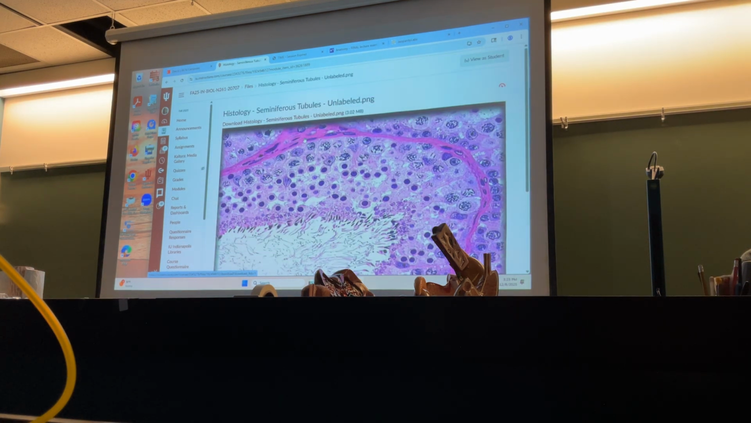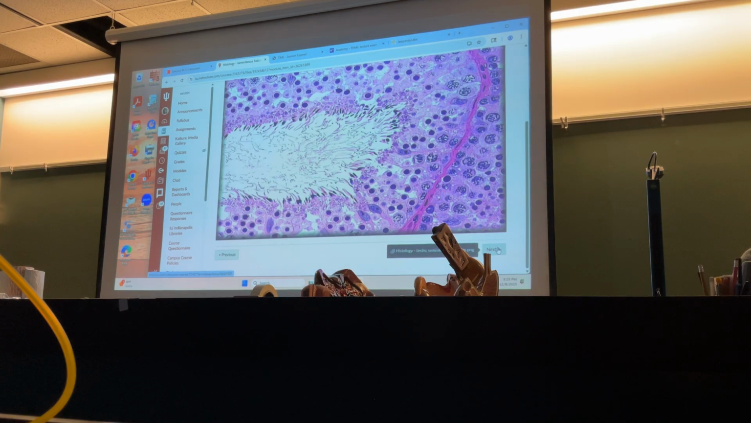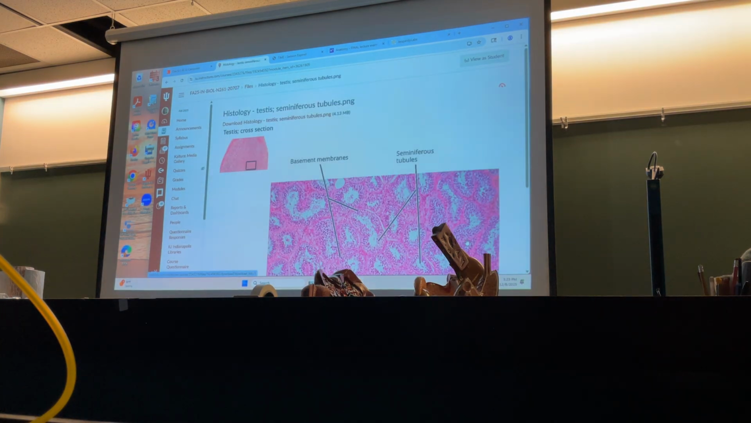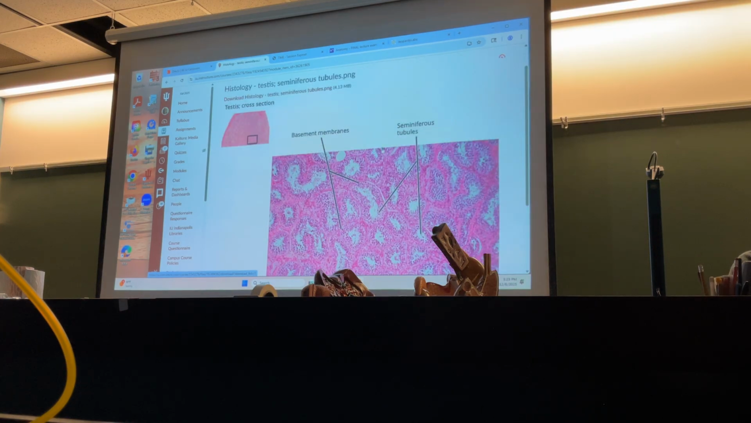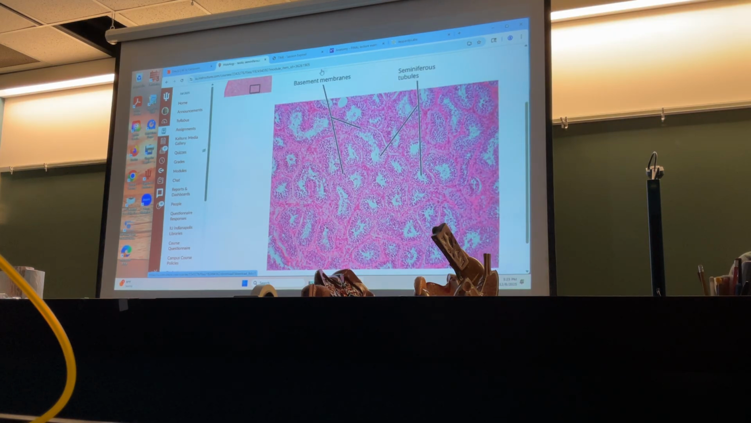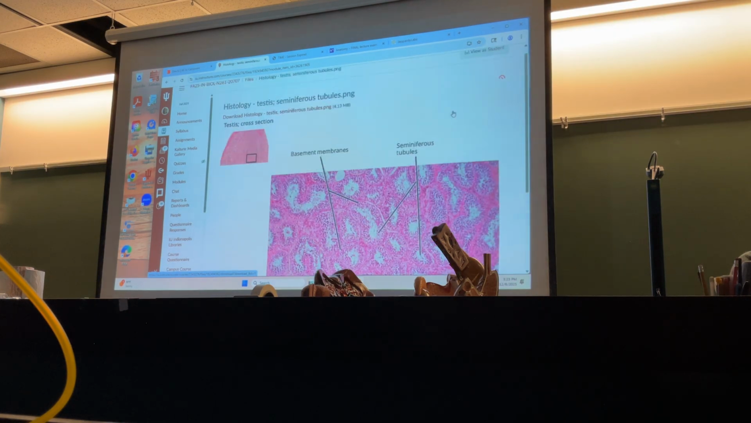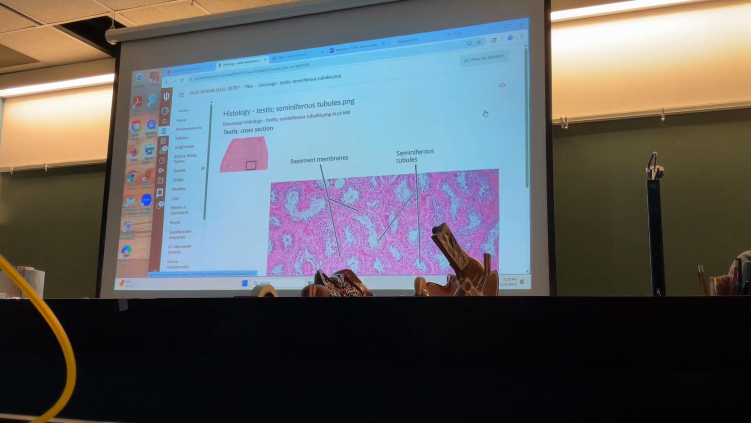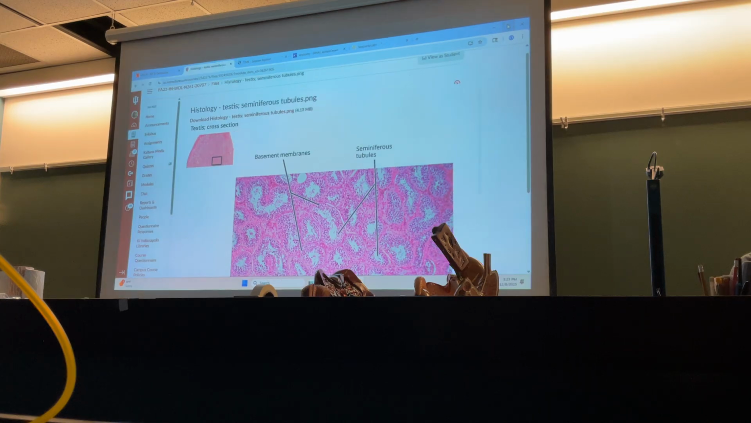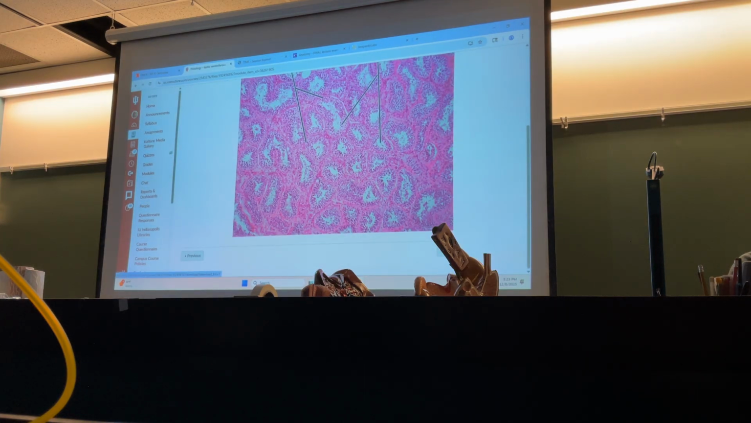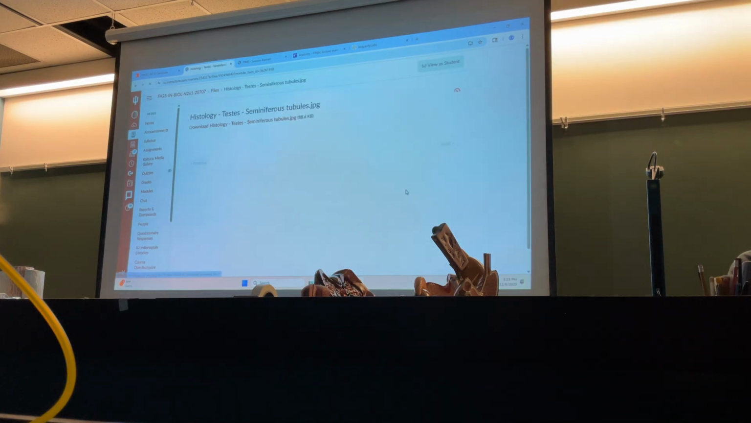Here's a seminiferous tubule. It's a little closer than I want. I think this image makes it pretty easy to see. These are seminiferous tubules. I wouldn't ask you about basement membranes. Seminiferous tubules, again, I think I'd be more inclined to ask you from this view, maybe a little bit closer.